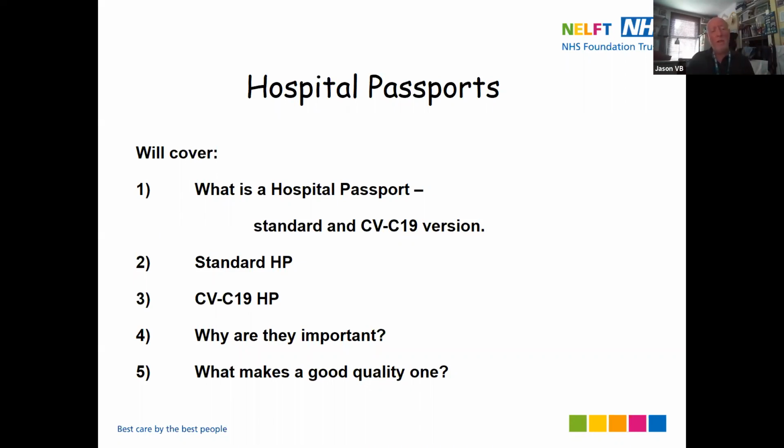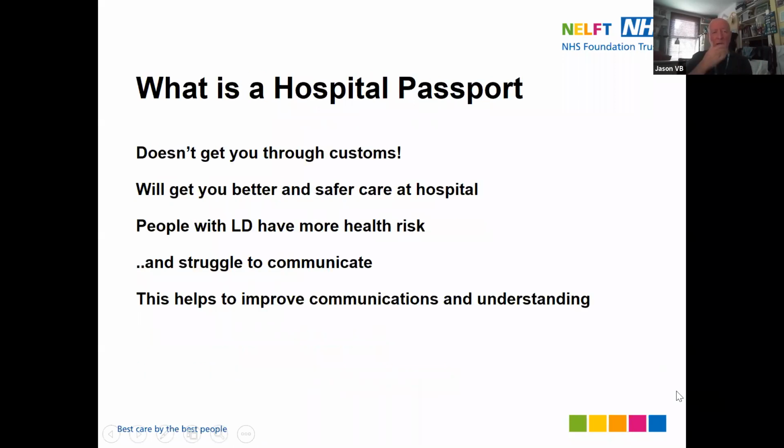I want to talk about why they're important, and I also want to spend more time talking about what a good quality one looks like, because I see some fantastic hospital passports, and I also see some that are really not that helpful. I want you to think of a hospital passport as the opportunity for you to represent that person and give as much information as possible. The more detail, the better, and I'll give some more examples in a sec.